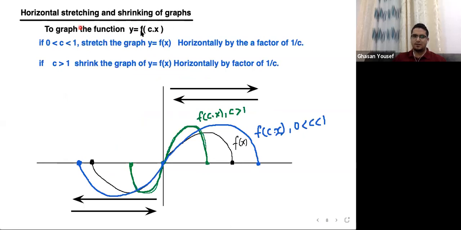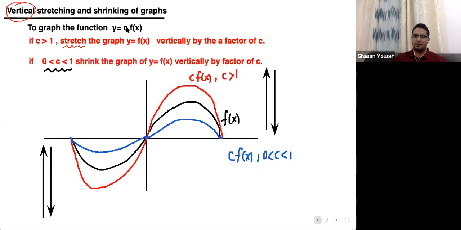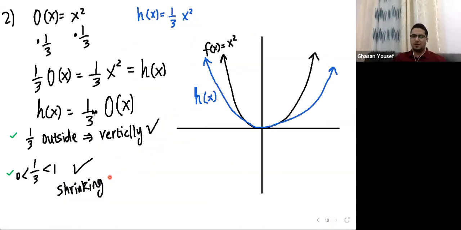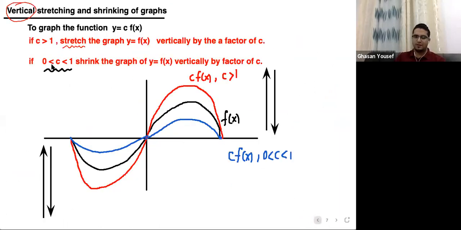Is not horizontal. The horizontal is inside, but the vertical is outside, the C outside the function. And you have to ask yourself another question. Is the 1/3 greater than 1 or between 0 and 1? So 1/3 is between 0 and 1. It is a small number. So if it's 1/3, between 0 and 1, and vertically, you have to go to the rule here.